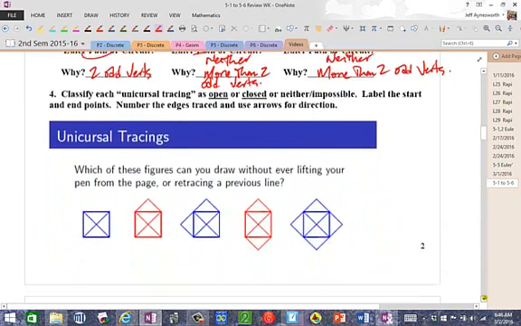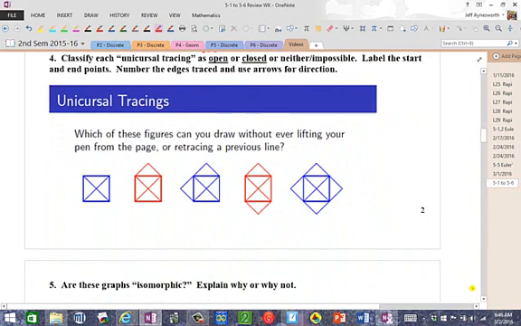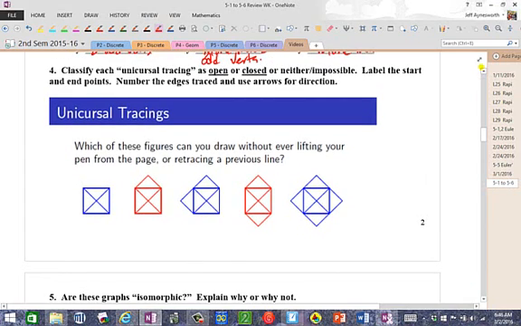Okay, now on this one here, we want to classify the unicursal tracing as either open or closed. We have 2 choices. Now, closed means that we have a circuit. Remember that? So let's write that down. So closed indicates that you have a circuit. Open means that you have a path.